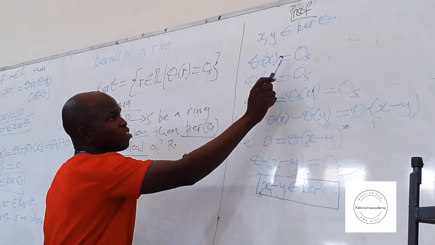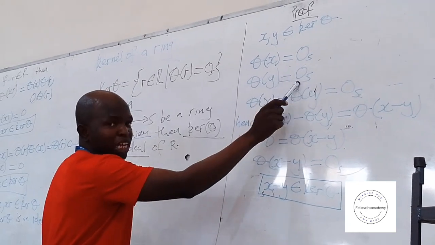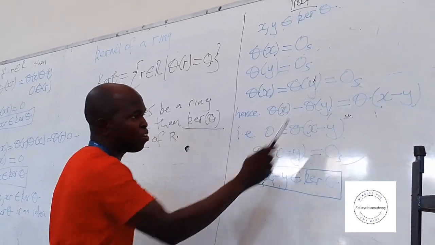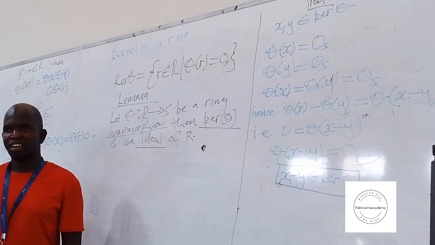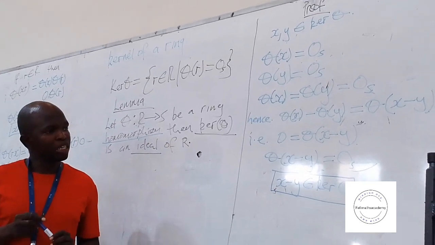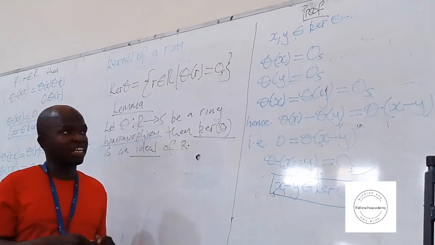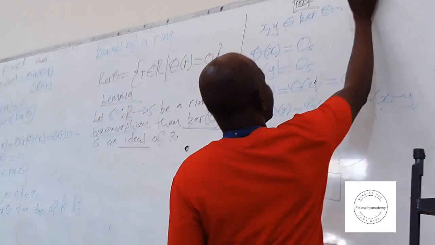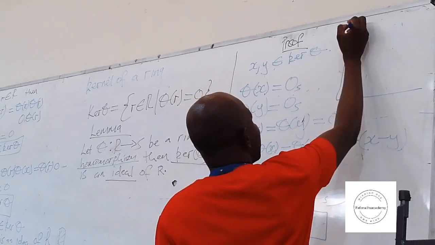So theta x is equal to 0s, theta y is equal to 0s, theta x is equal to theta y is equal to 0s. So this is the first thing. Closure under addition.